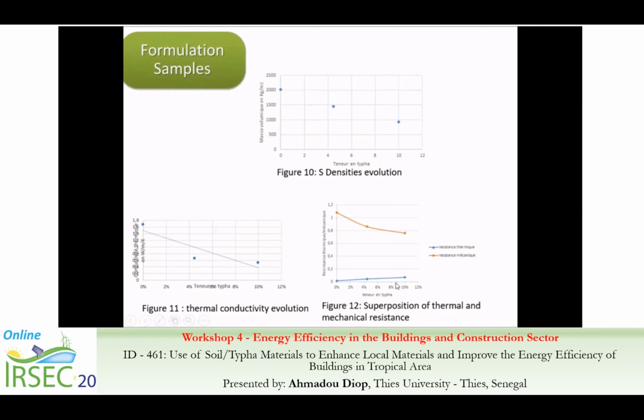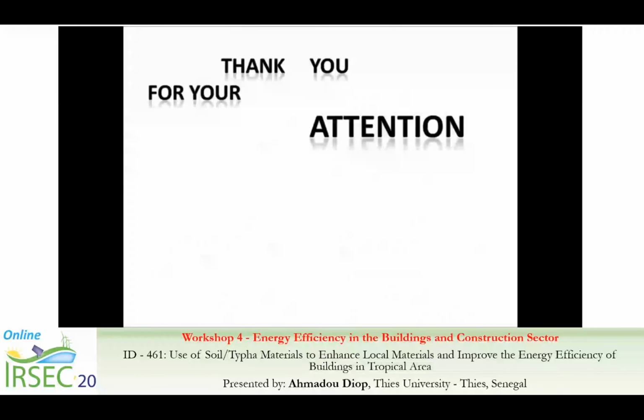And here, for example, we have represented a curve talking about the superposition of thermal and mechanical resistance. As you can see also, the thermal resistance is going to be increased when we add again Tifa, but the mechanical resistance is going to be decreased. So we have to find an equilibrium between thermal resistance and the mechanical resistance for building materials with a high property of energy efficiency.